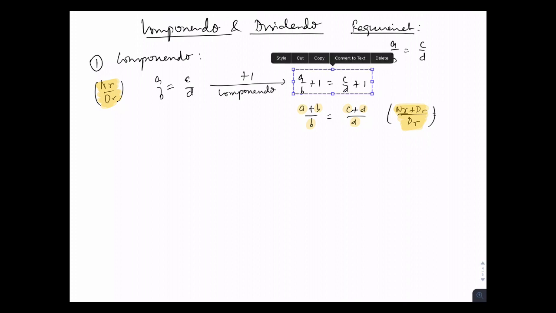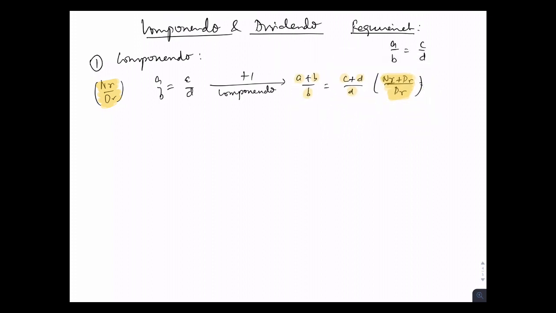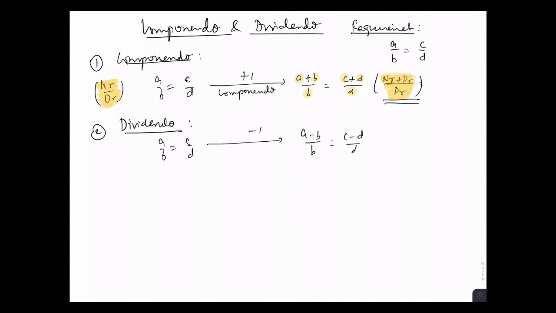So this is the name we will give to this particular structure: numerator plus denominator upon denominator. Now the second thing is called dividendo. If I have two equal ratios and I subtract 1 on both sides, then I get A minus B by B equals C minus D by D, and this structure becomes numerator minus denominator upon denominator.